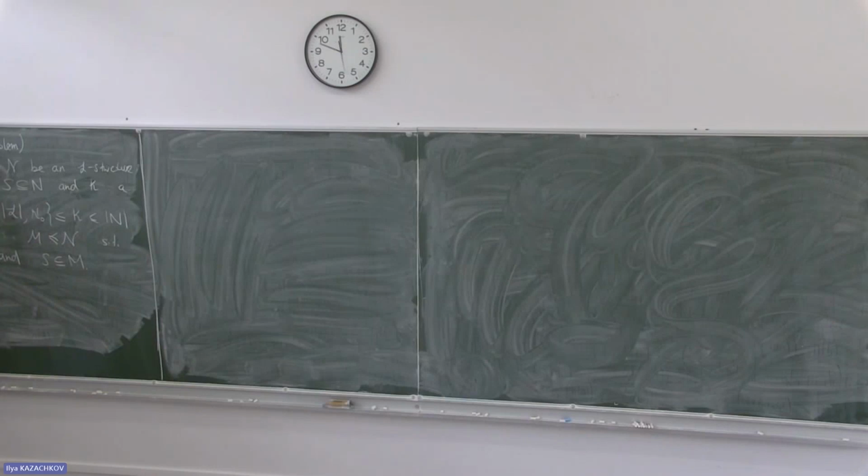But this says you can go downwards. If you have a very big structure, you're going to find an elementary substructure, even containing any subset that you like.